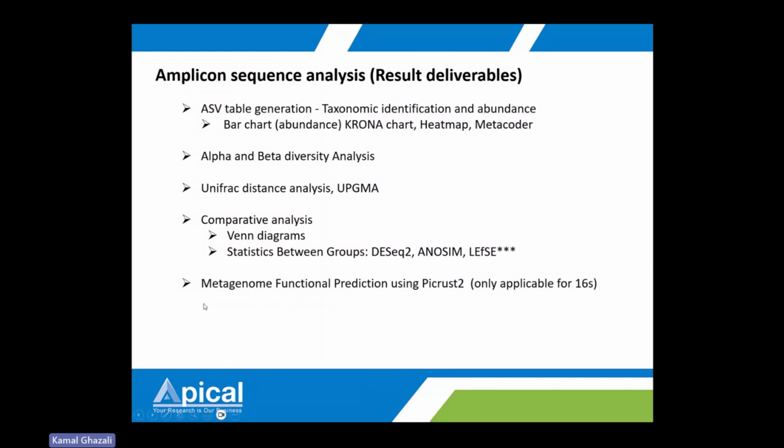And finally, only applicable for 16S, we can also provide the metagenome functional prediction using PICRUSt2. So we're able to find what genes might be present. As I mentioned earlier, in amplicon sequence analysis we don't really sequence the gene. What PICRUSt2 does is predict the functional information that might be present in the sample based on the taxa available in the sample. Later we'll go through what the PICRUSt2 result can offer when we look into the demo report.